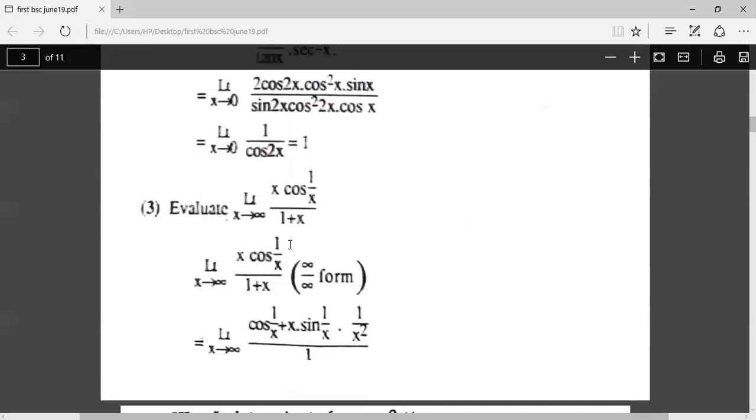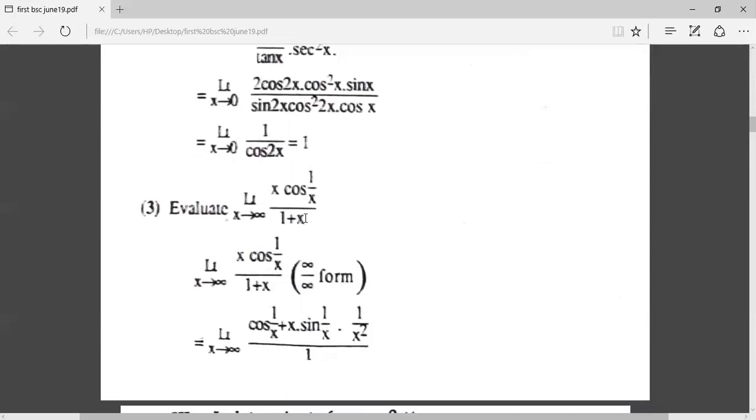Let us take another problem. Evaluate limit x tends to infinity of x cos 1 by x divided by 1 plus x. Check whether it is of indeterminate form, infinity by infinity. That is the first step. In the first step, you have to check whether it is of the form infinity by infinity, by putting x equals infinity. Remember, x tends to infinity here.